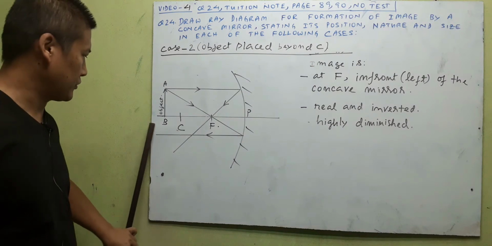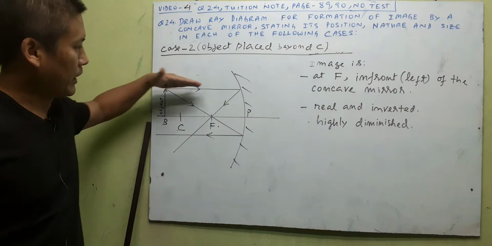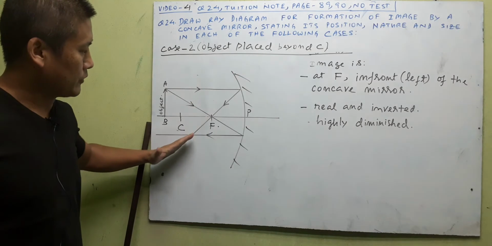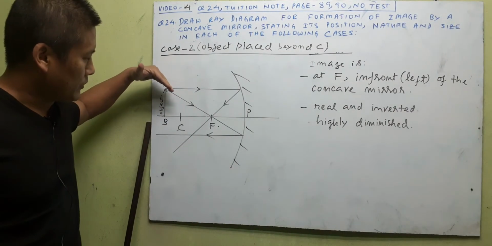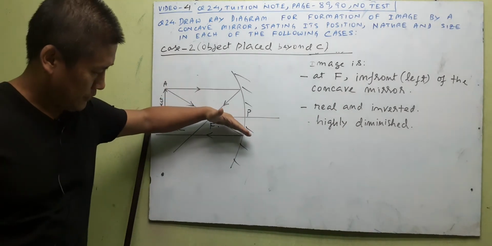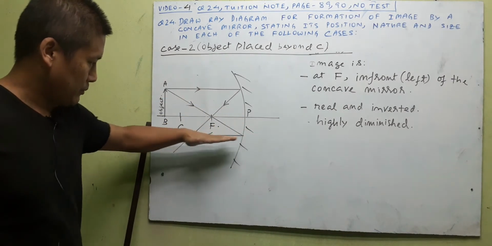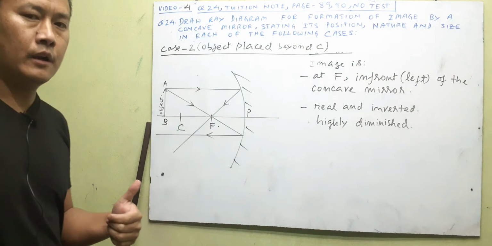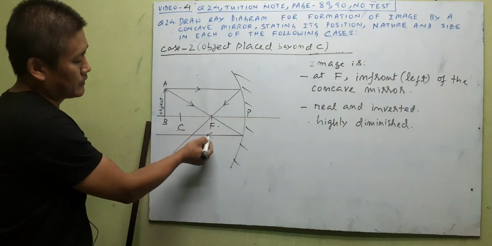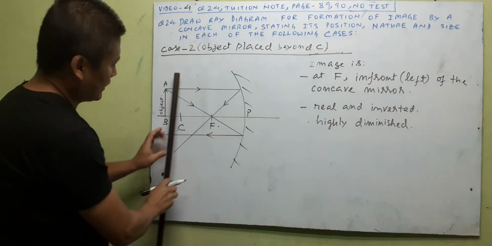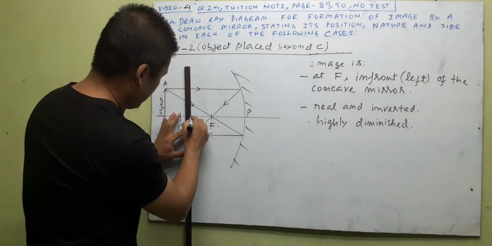So mark the direction of the reflected ray. Let me repeat again these 2 rules. A ray parallel to principal axis, go to the focus after reflection, one rule we have learned. Another ray, another rule, a ray passing through the focus F becomes parallel to the principal axis after reflection. So the 2 reflected rays here, first one, second one is meeting here. So where they intersect is where the image is formed.